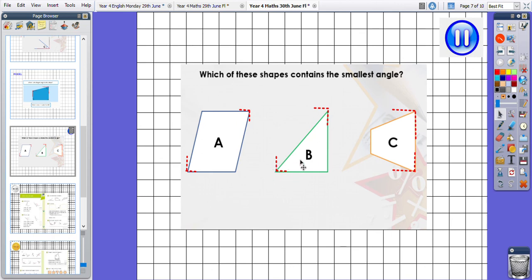Okay. Now I know that by looking at these now, that these two angles here, so shape B, contains the smallest angle because these are not quite 90 degrees but almost there, whereas the ones in B are halfway, so half of 90 is 45 degrees. So these are clearly the smallest angles. So the answer would be shape B.